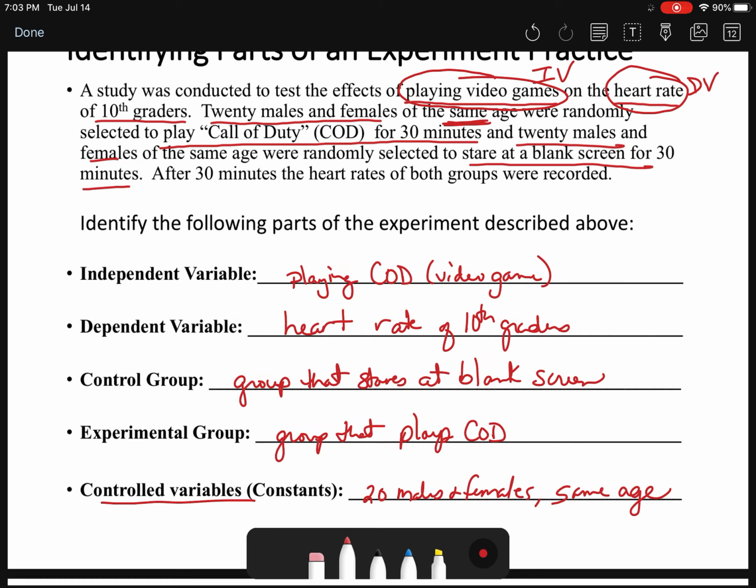You better be able to identify all of these things before you go into the lab room and do your experiment, okay? So we'll be doing more review on this and more assignments coming up.